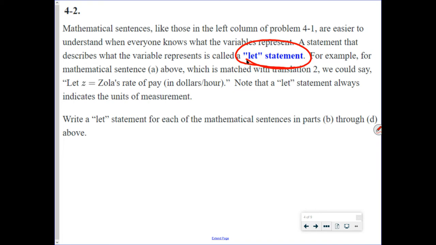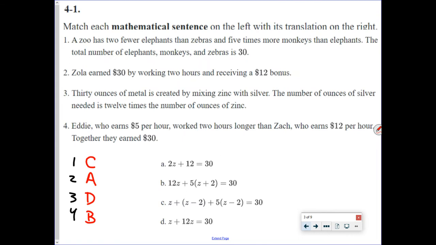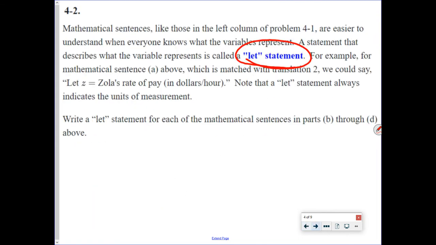Okay? So right now, I want you to go back and write a let statement for each of the mathematical sentences in parts B through D above. So the first one is right there for us. For number 1, let Z equal.